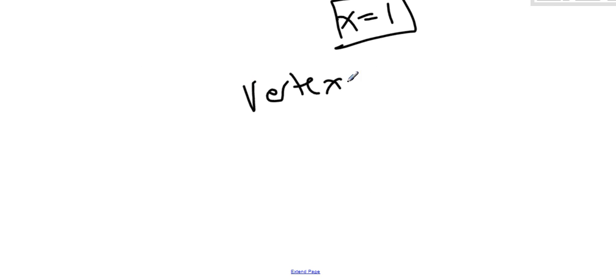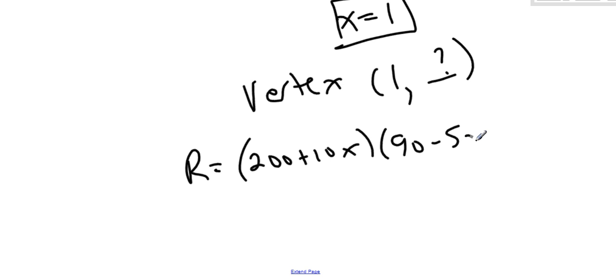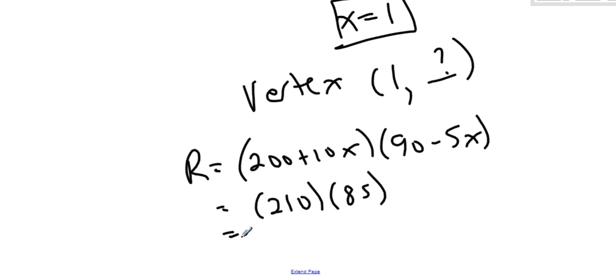So my vertex is at 1 comma something. And therefore, what is my maximum revenue? Again, here's my revenue equation: 200 plus 10x times 90 minus 5x. Now that we know that x is 1, 210 times 85. So I have a maximum revenue of, if there was a drum roll effect, I would use it. Whoa, $17,850.